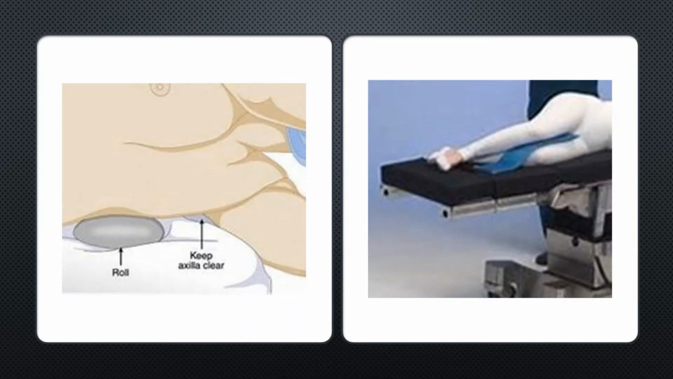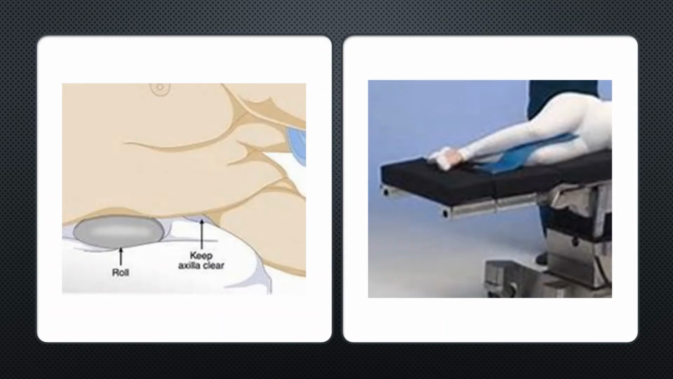An axillary roll should be placed under the dependent thorax distal to the axillary fold. This improves cardiac output and avoids compression of the brachial plexus. The upper leg is in a straight position to provide stability, and the dependent leg is flexed at the hip and knees with pillows in between. All bony prominences should be padded with foam or gel pads.